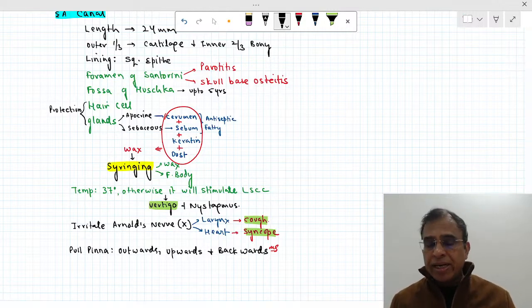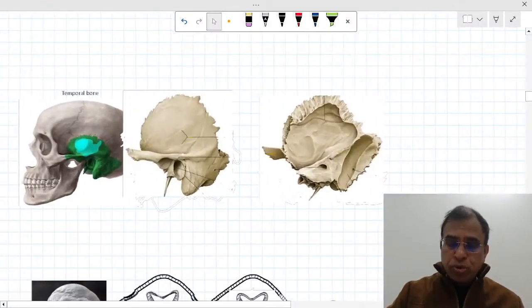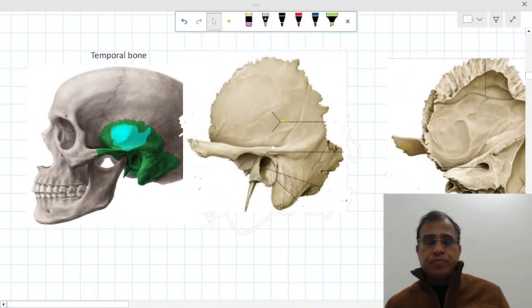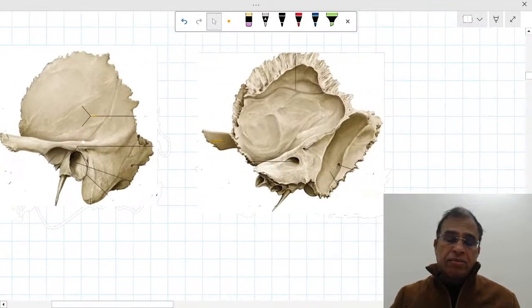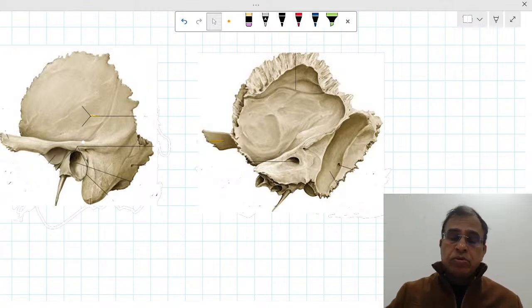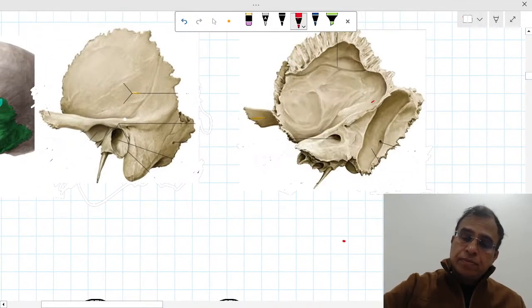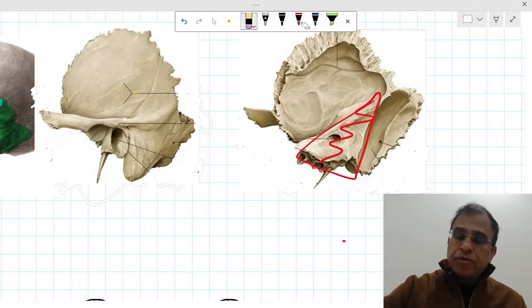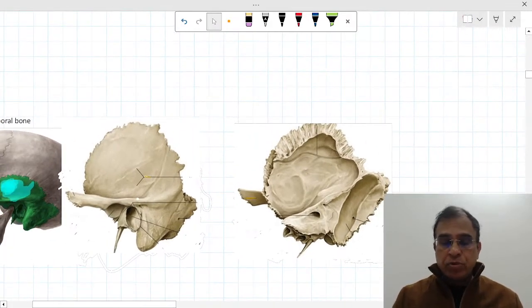So we have done the pinna and the canal, and now it is time to show you the temporal bone. This is the temporal bone which has the ear inside it, and these are the views, the lateral view of the temporal bone and the inner view. I told you the ear lies in the petrous part of the temporal bone. So can you identify the petrous bone? This triangular bone is the petrous bone, and it is very important from the ENT point of view because the ear lies inside this petrous part of the temporal bone.